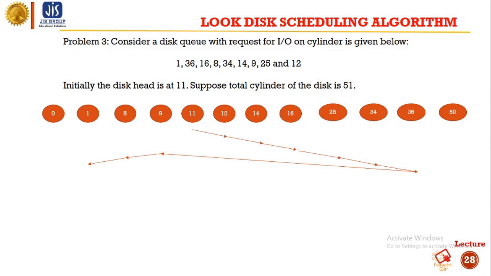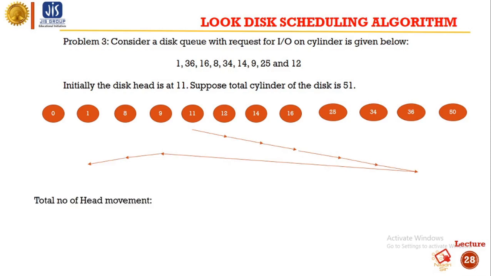From 12 we will move to 14. From 14 we will move to 16. From 16 we will move to 25. From 25 we will move to 34. From 34 we will move to 36. So this is how we will move if we move in the opposite direction. Anybody can do either one. Next we will find the total head movement. These are the movements.